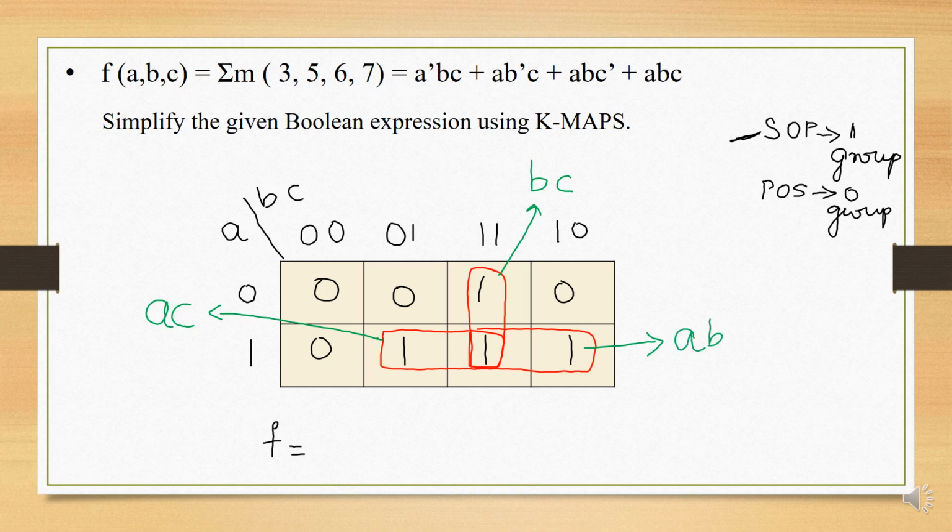Now let us write the SOP expression, as we have written the product terms for all the pairs. F will be the simplified expression: F equals AB plus BC plus AC. So this is the simplified SOP expression for the given Minterm canonical form using the K-map. Suppose you want to obtain the simplified POS expression for the same plot, you need to go for logic zeros.